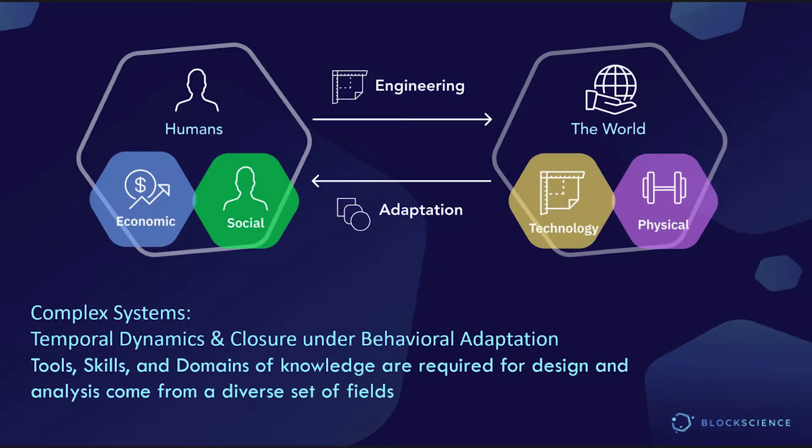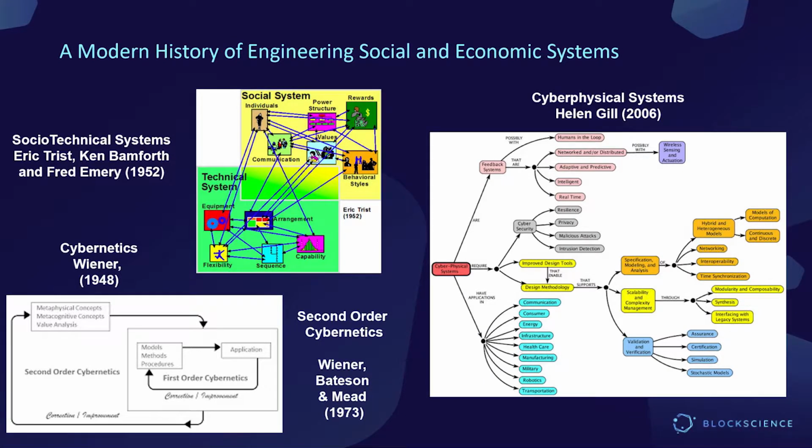So in order to address that, can you go to the next slide? In order to address that, I tend to appeal to the history of various social and economic systems engineering topics. There's a couple of different patterns of thought that all share a lot of central tools. They were coined at various points in the last century. We've got cybernetics, which was coined in the 40s and refined in the 70s. Socio-technical systems was coined in the 50s.